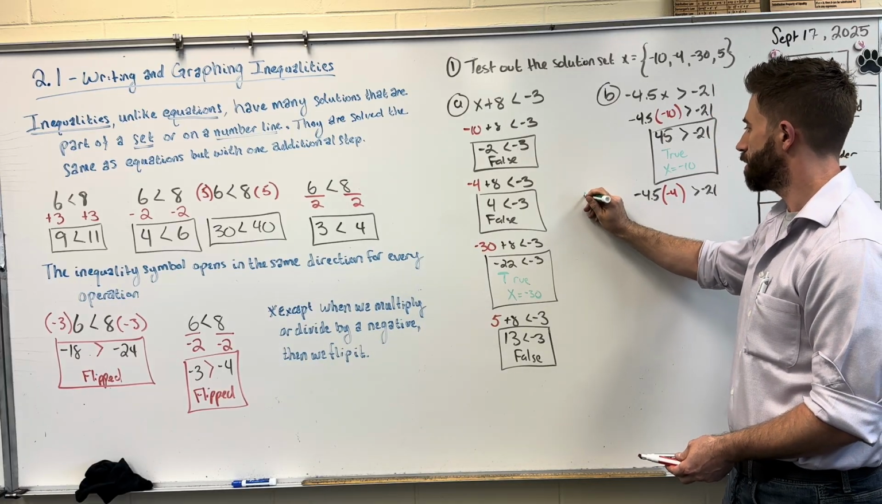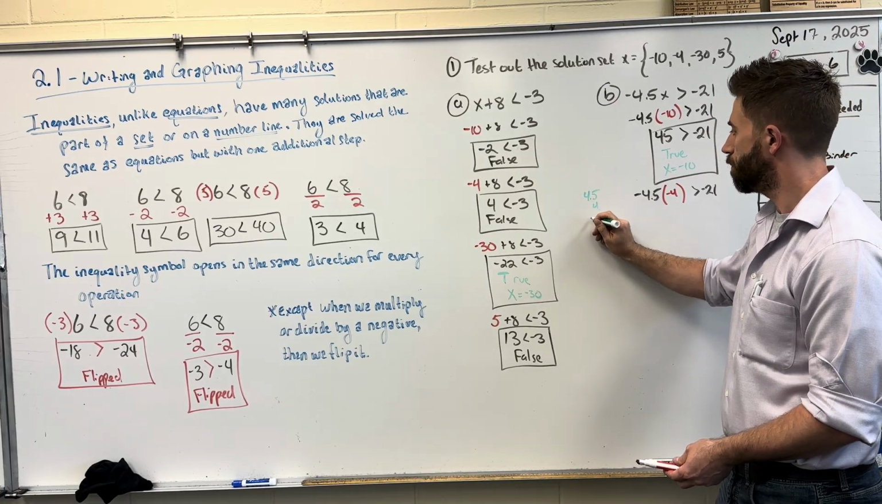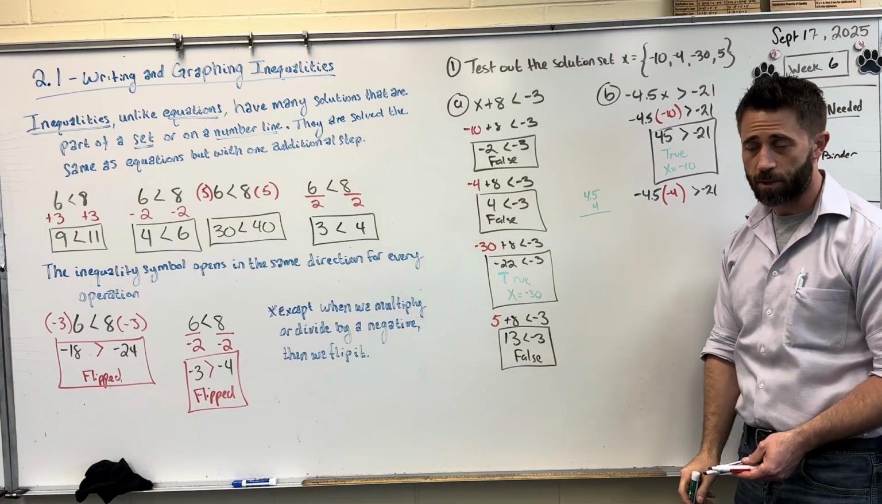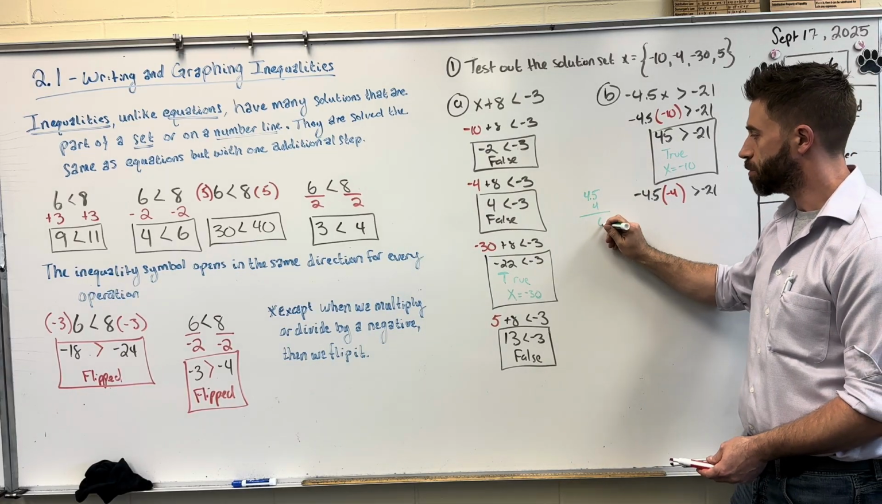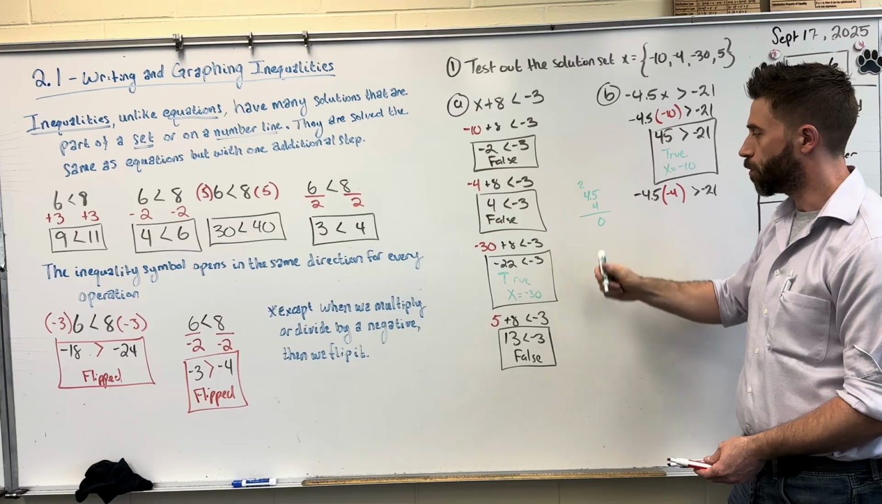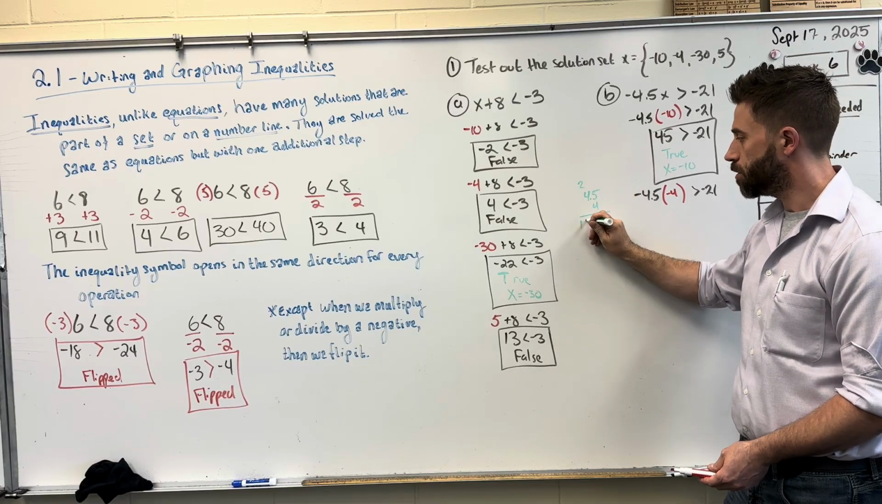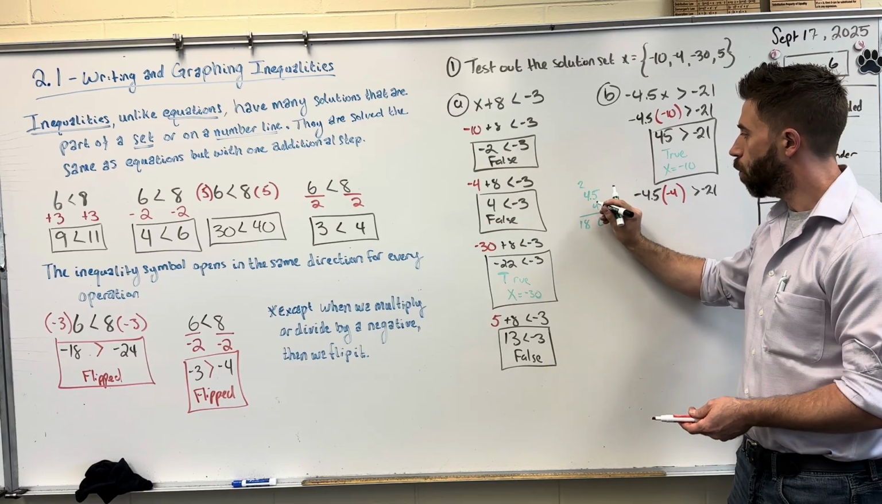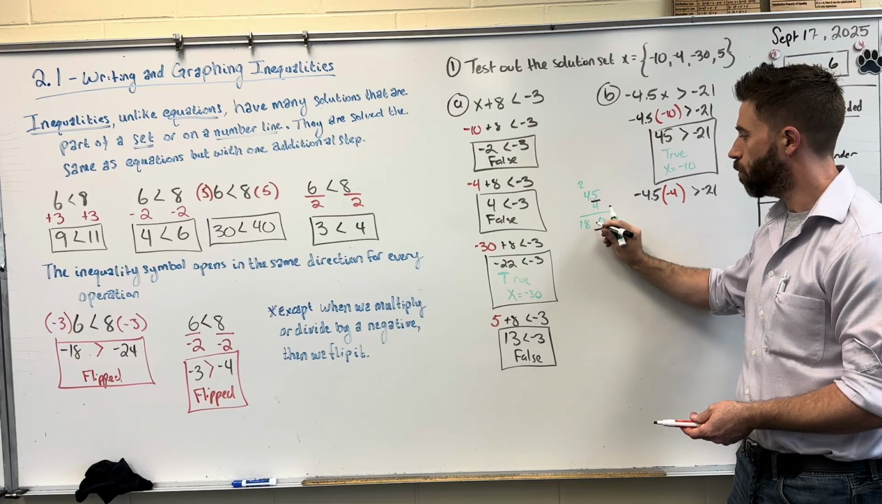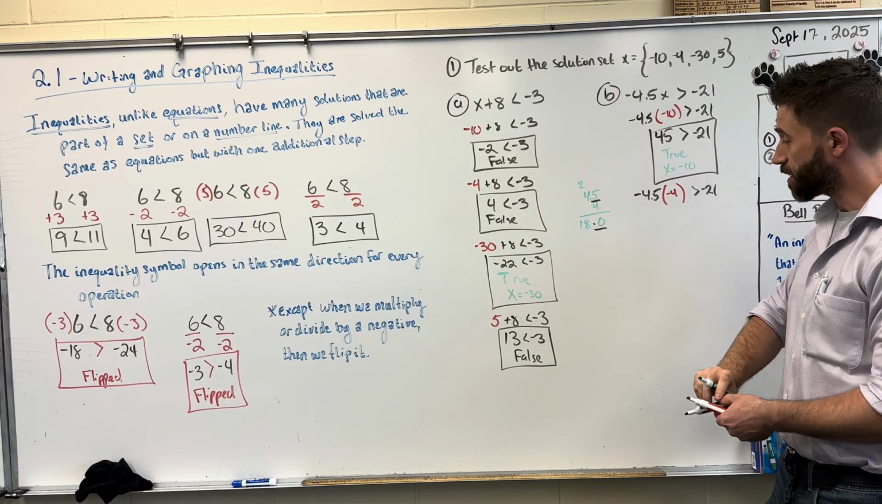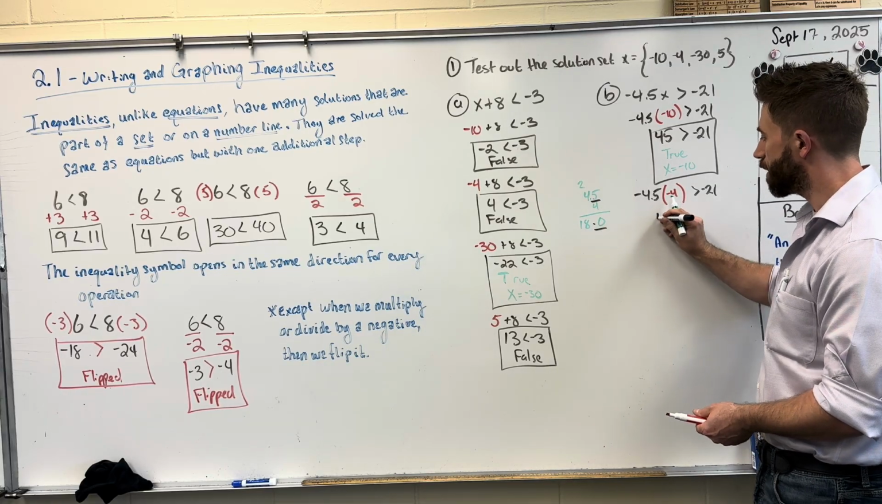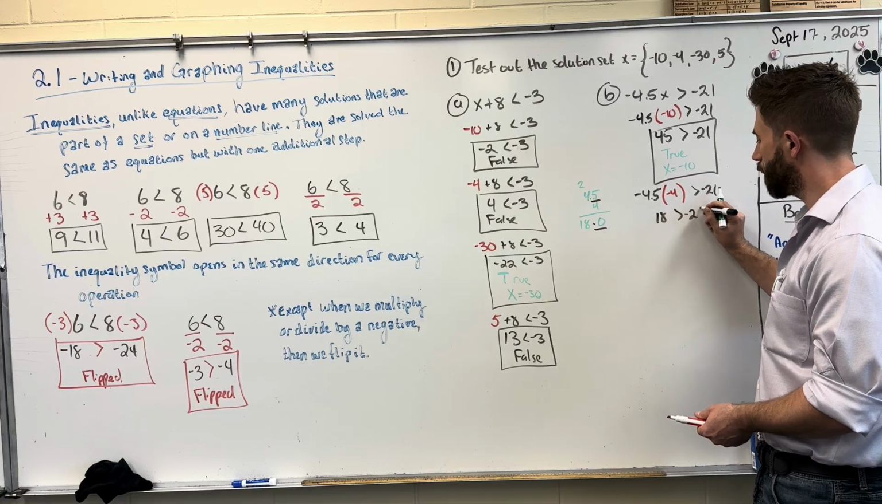I'm gonna say that is 4.5 times 4. I'm gonna stack it and do this sort of multiplication method. 4 by 5 gives me 20. Carry the 2. 4 by 4 gives me 16. Plus that 2 is 18. I have one decimal in the problem, which means I have one decimal in my answer. So that's going to be 18. Negative negative makes a positive 18 is greater than negative 21.